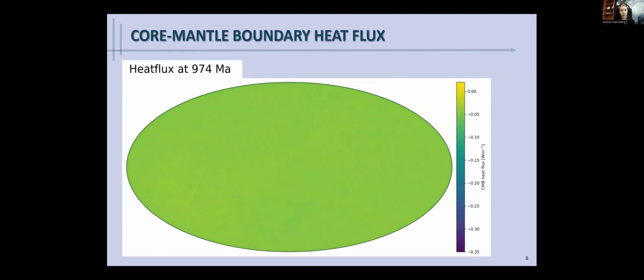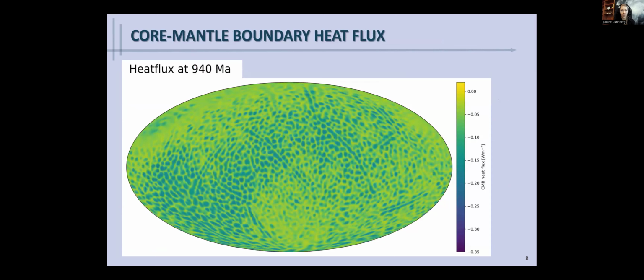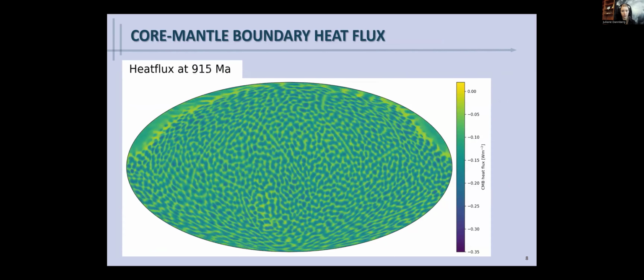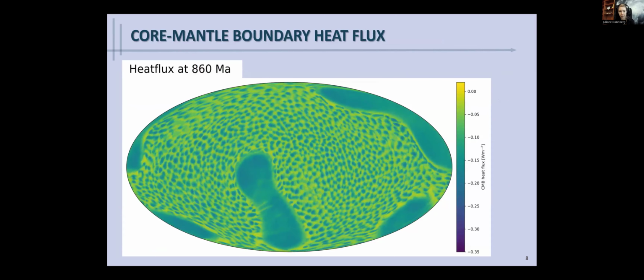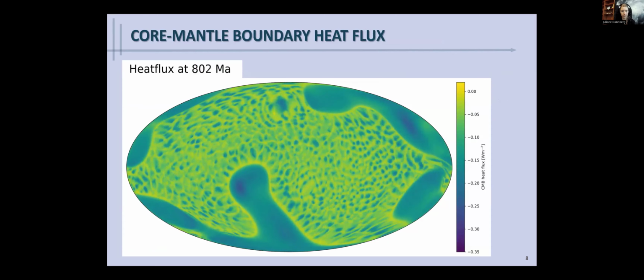So then what we were interested in was the heat flux pattern at the CMB and how that would change through time. And so that's what we see here for the thermochemical model.